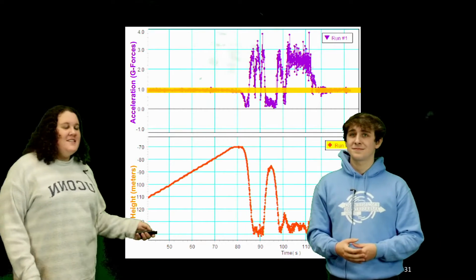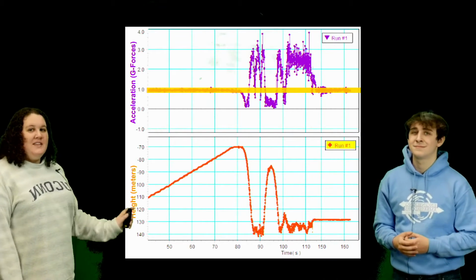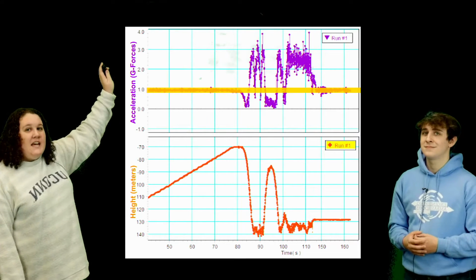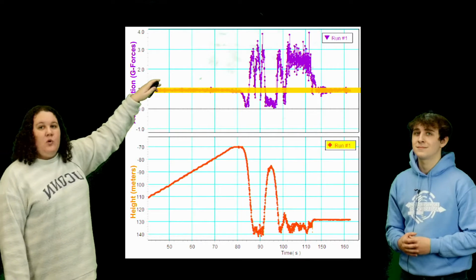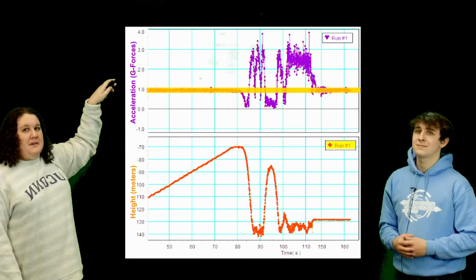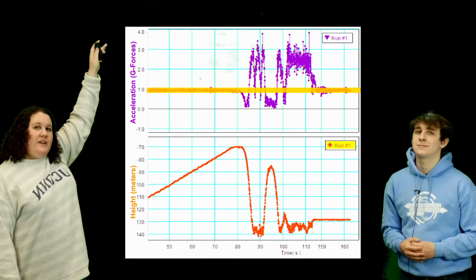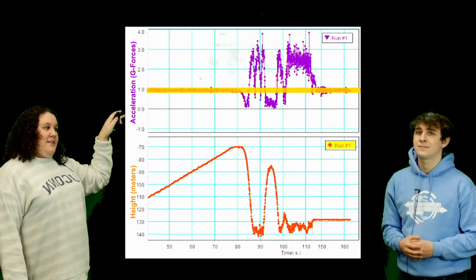So now we're going to look at this graph. It looks a little scary, but you can think of the bottom one as the height and the top one as the amount of g-forces. So the yellow line is 1 g of force. That's what everyone's experiencing now. If you go above that, you feel heavy. If you go below that, you feel weightless.